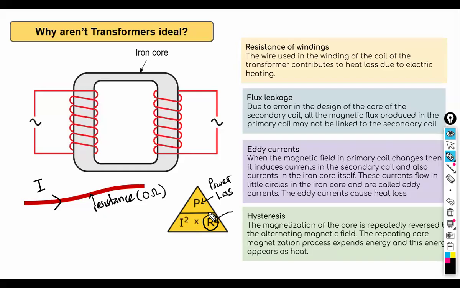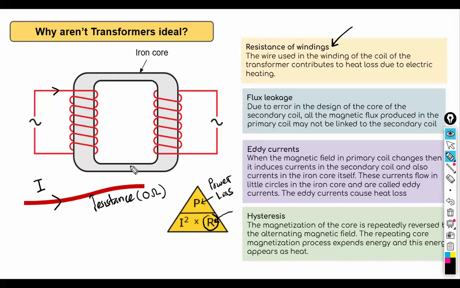Okay? So whenever current flows, remember, a transformer has what? Wires. And you're sending an AC current through the wires. So there will be power loss in the wires. That's the resistance of the windings. The windings are these red things. All wires, all windings must have a resistance. So you're going to get some power loss.